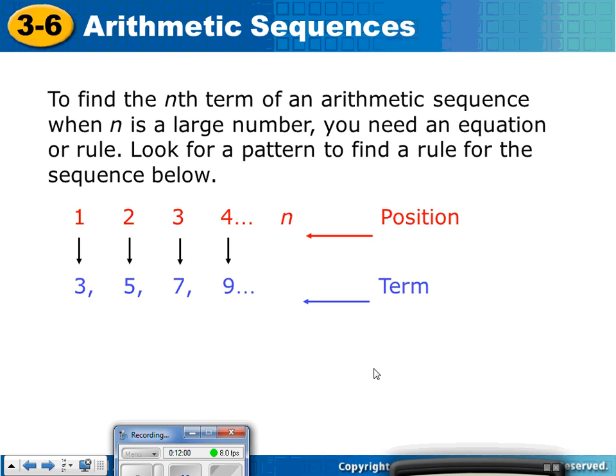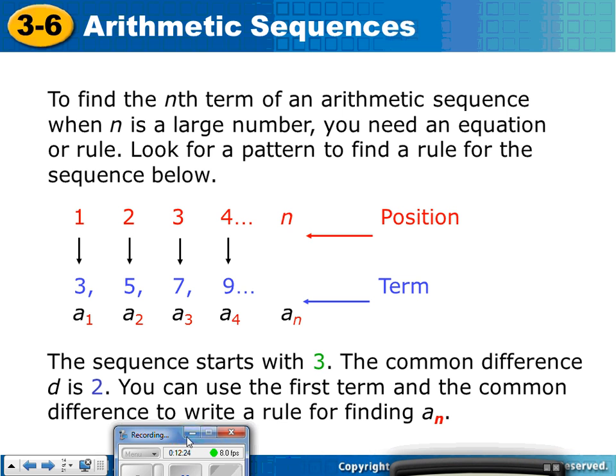Now, sometimes you're going to have to find the nth term of an arithmetic sequence. Sometimes n's a large number. What's happening here? So I'm going to call this A1, A2, A3, A4, and this one's AN. Okay. The sequence starts with 3. The common difference you just told me was 2. We're going to use the first term and the common difference to write a rule for finding A sub n.